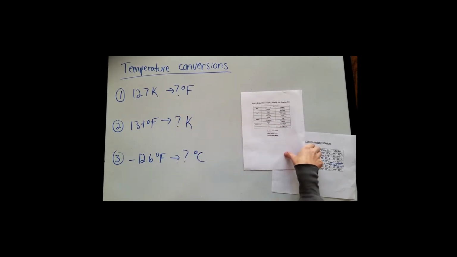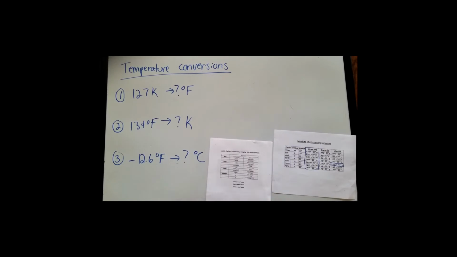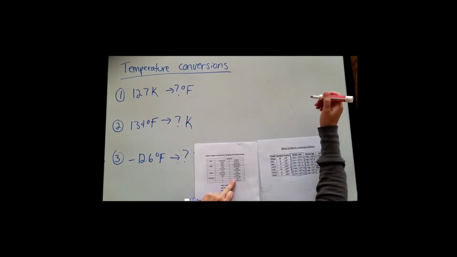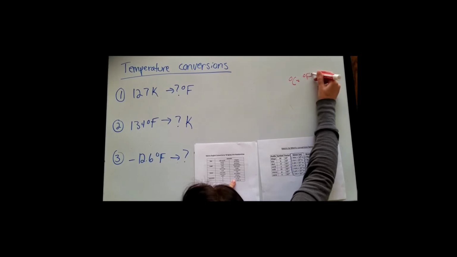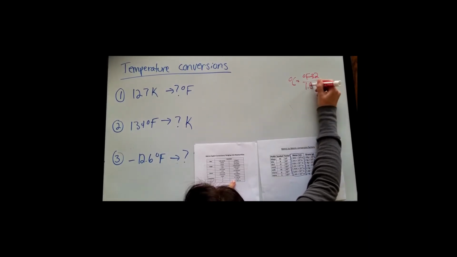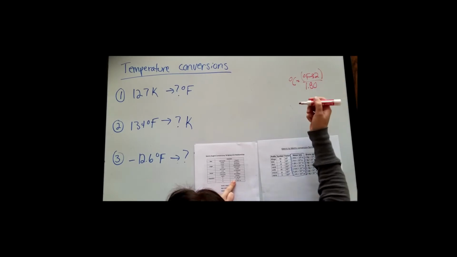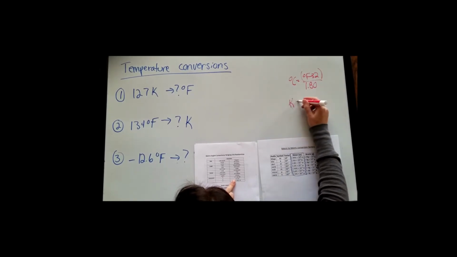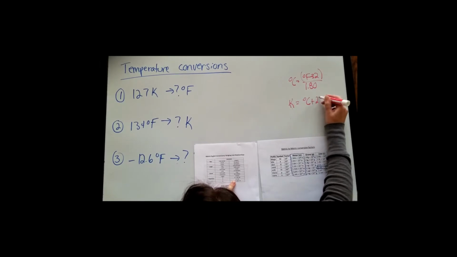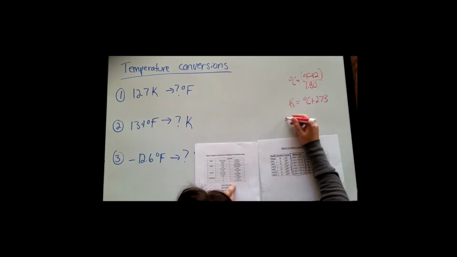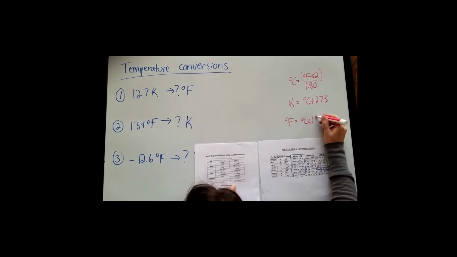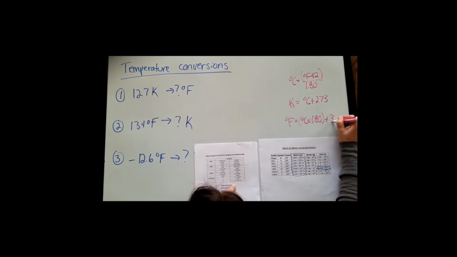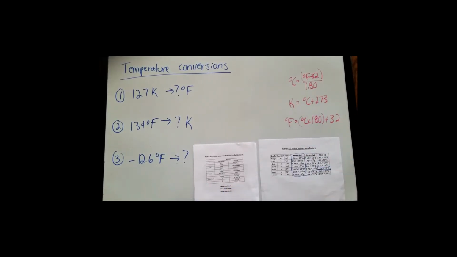Because if you look at the equations given to you for temperature conversions, write them off to the side here, we have degrees Celsius is equal to (Fahrenheit minus 32) divided by 1.8. And there's parentheses around that top part. Then we have Kelvin is equal to Celsius plus 273. And last but not least, Fahrenheit is equal to Celsius times 1.80 plus 32. So these are the three possible equations that you can use.